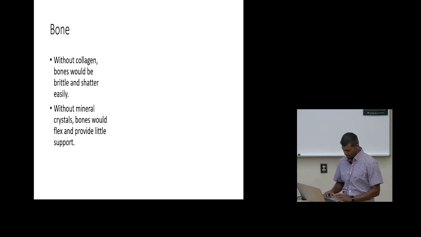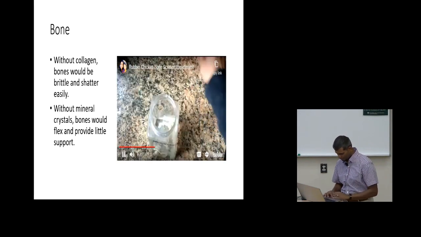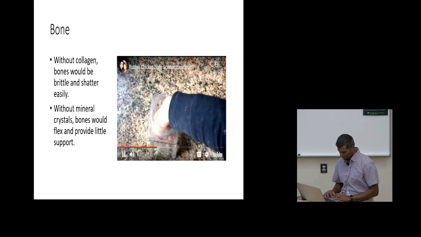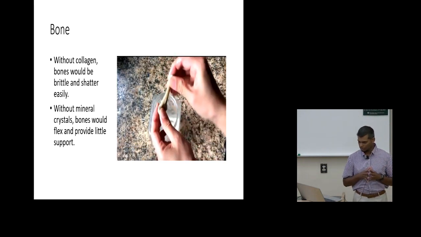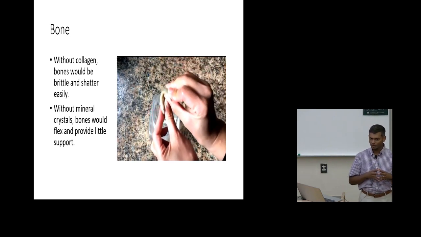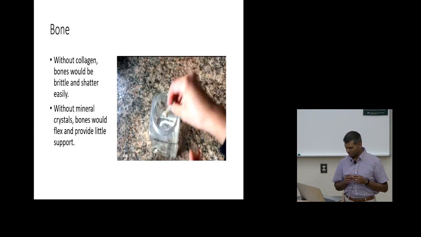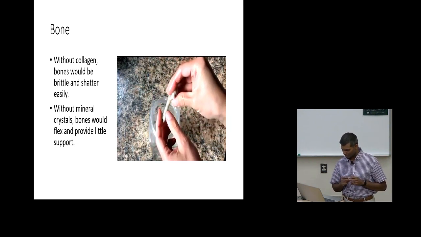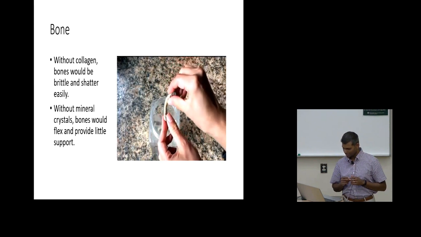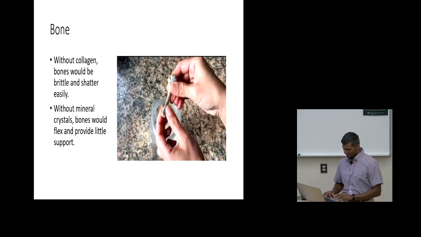I want to point out what this would mean by showing you this quick video. See what she's doing. She's put these chicken bones in vinegar for a couple of weeks, and then see what happens. Because the minerals are being dissolved by the vinegar, the bone is pretty rubbery, and you bend it like, yeah, it's rubber.